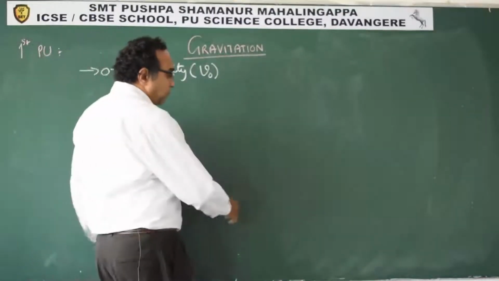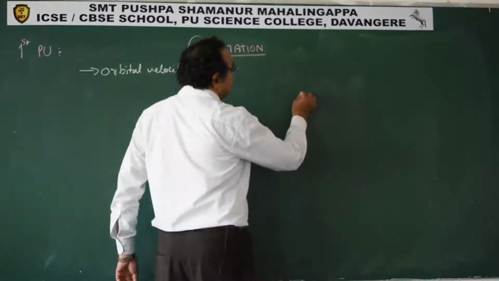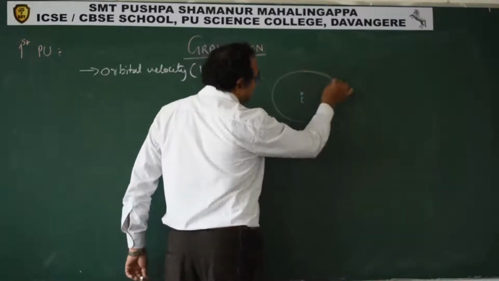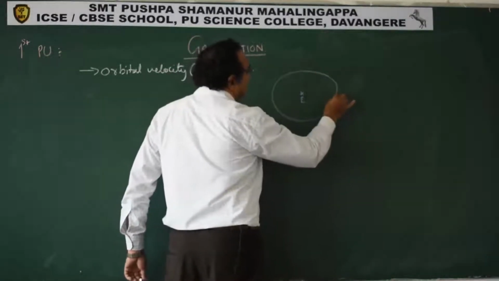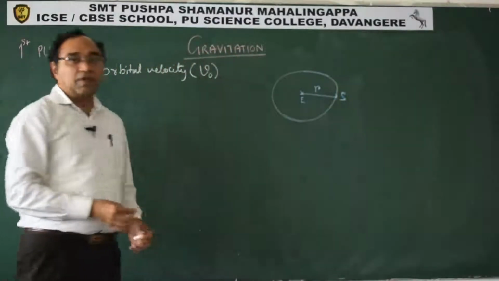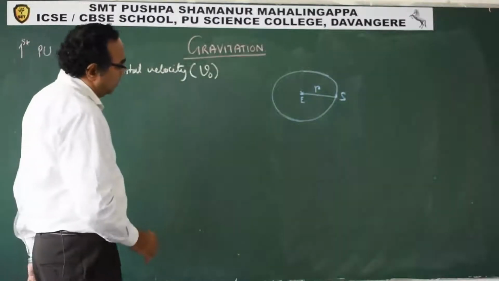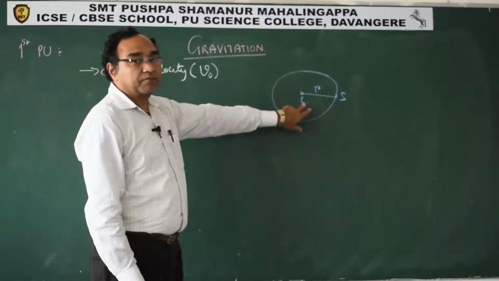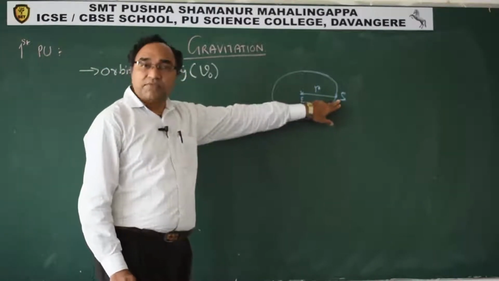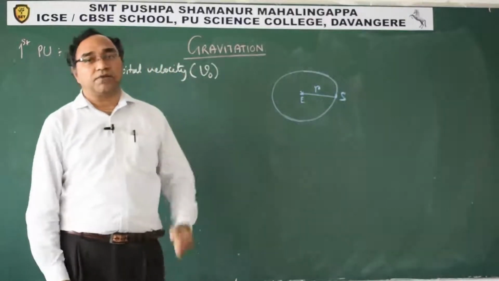Suppose, let us assume that this is Earth, and a satellite is revolving where the radius is, let us say, r. This is the situation. Now in this situation, this particular satellite is revolving with some velocity, that is orbital velocity. How much will be the orbital velocity?